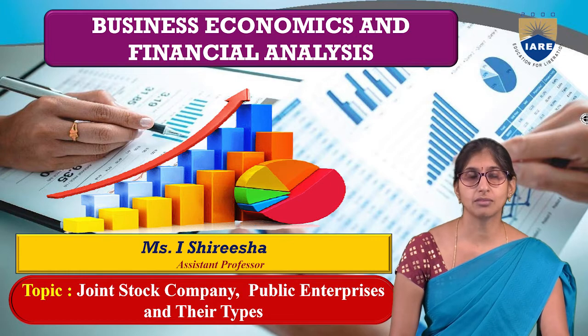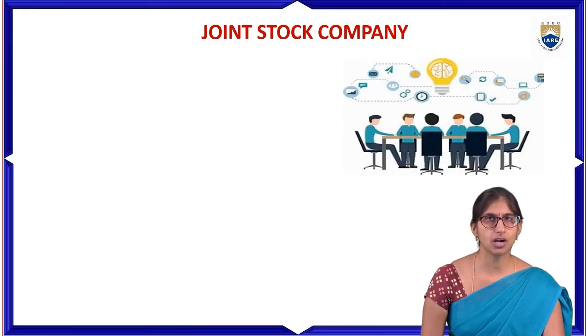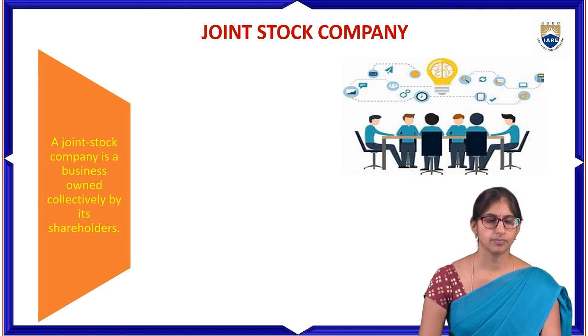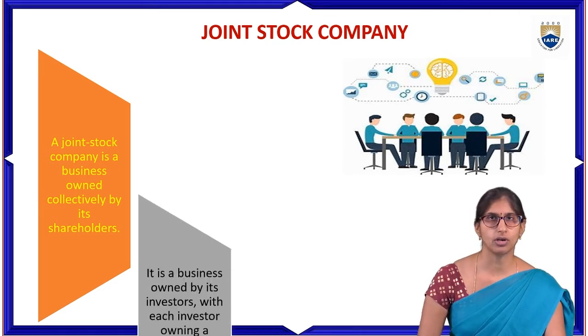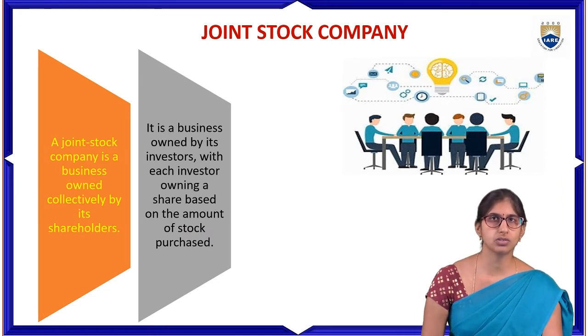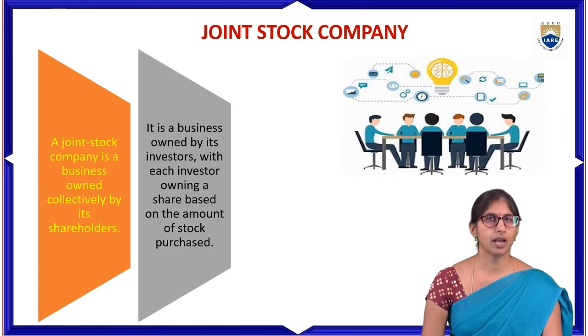In this session, I'm going to talk about joint stock company, public enterprises, and their types. Now coming to joint stock company, a joint stock company is a business owned collectively by its shareholders. It is a business owned by its investors, with each investor owning a share equal to the amount of stock they have purchased.